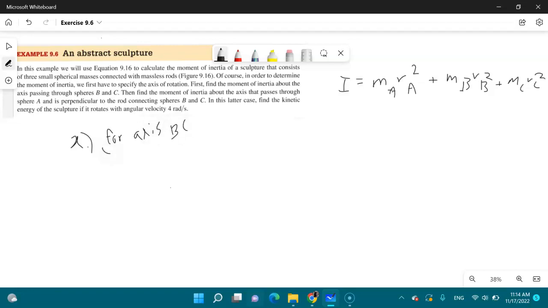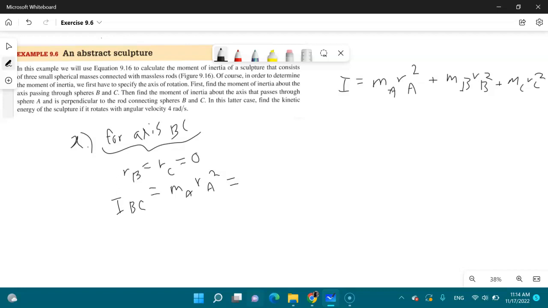So this would be for BC. And then for the equation that we can make for this one, we know that the radius of B is equal to the radius of C, and then we know that this is equivalent to 0. So then to find the inertia of BC, we can do the mass of A times the radius of A squared. So that's all we're being left with.